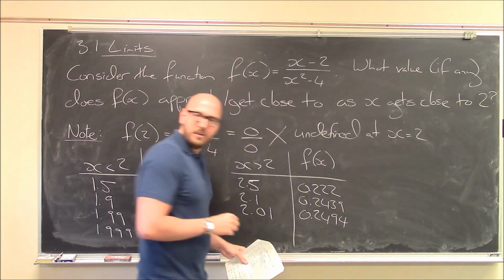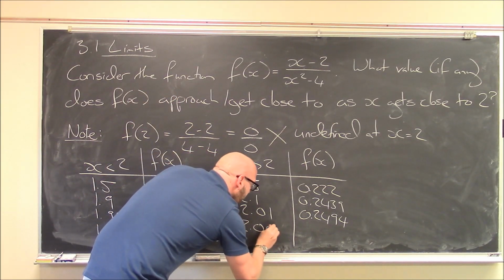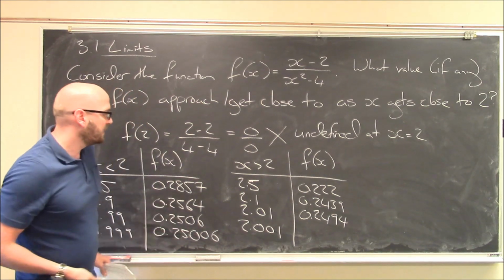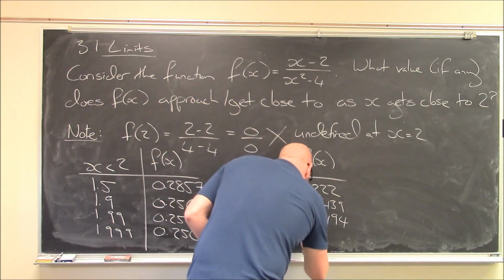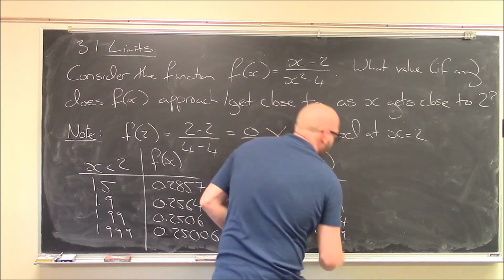Well, that's really close to 0.25 now, right? But we'll go one step closer, 2.001. Really, really, really close to 2. And we're looking at 0.2499.